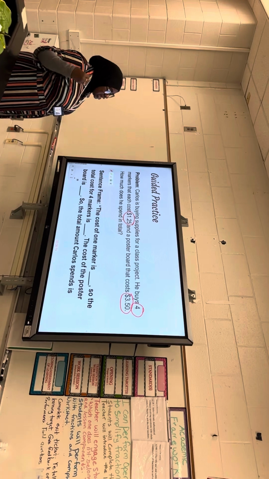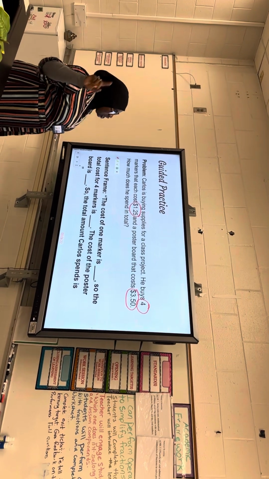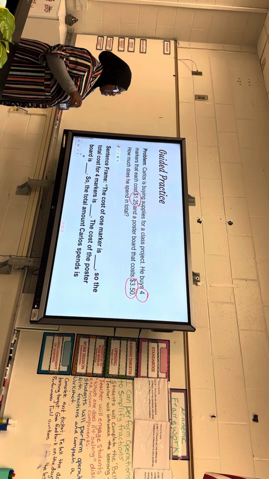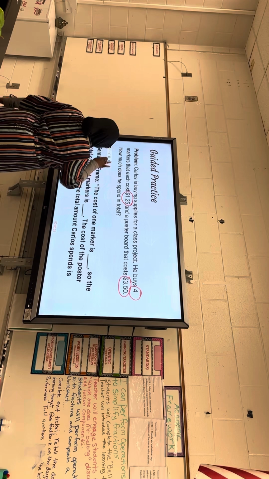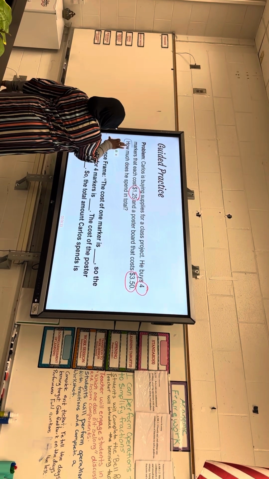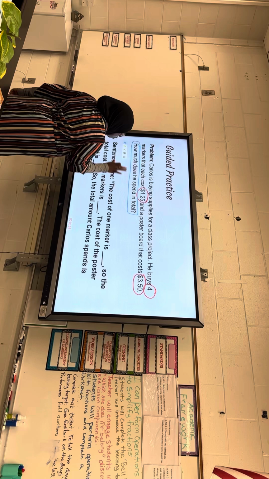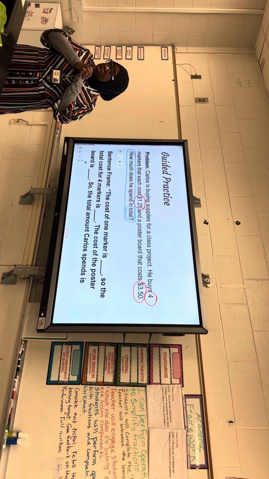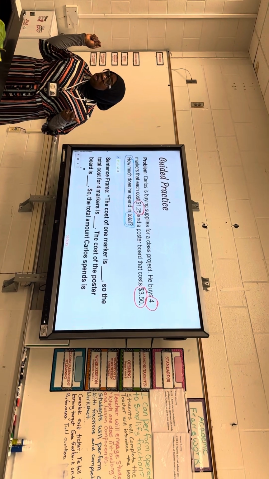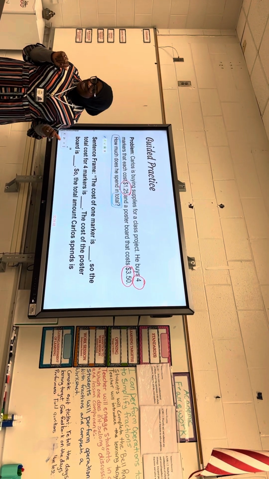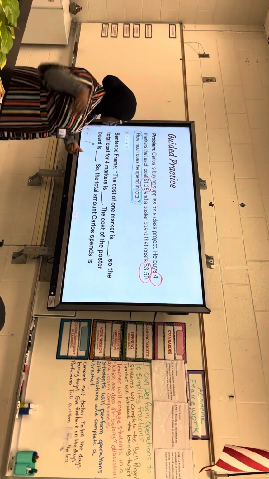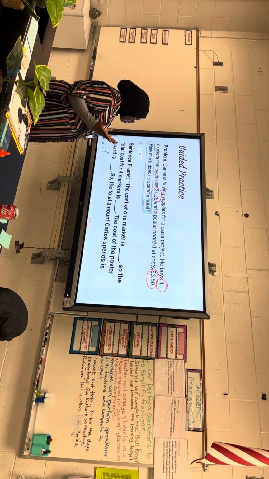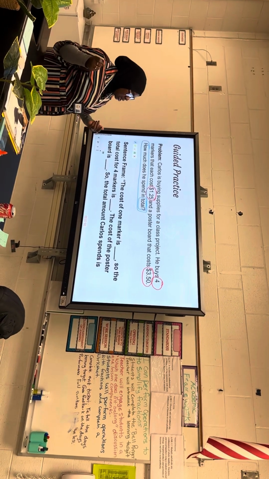Carlos is buying supplies for a class project. He buys 4 markers that each cost $1.25 and a poster board that costs $3.50. How much does he spend in total? Question is, how much does he spend in total? And I'm going to circle total because that means I'm adding all these together. You have a question? Okay. What's your hand up for it? Okay, you got the answer already. Slow down. All right. So I'm going to use my sentence frame that my teacher gave me. The cost of 1 marker is, what's the cost of 1 marker?